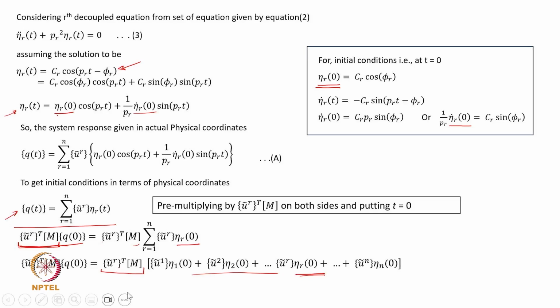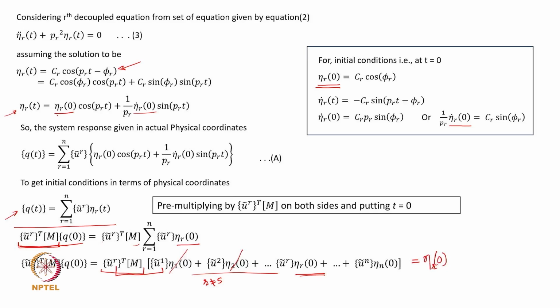Otherwise, from the orthogonality of the modal vectors to the mass matrix, we all know that when r is not equal to s, the product is equal to 0. Suppose r is equal to 3, u3 transpose u1 is going to generate 0, which means this term is going to be 0, and this term is going to be 0. Only one term will be non-zero, and that will have a value equal to 1. So ultimately the right hand side term is only going to give you eta r naught. All other terms are going to be 0.